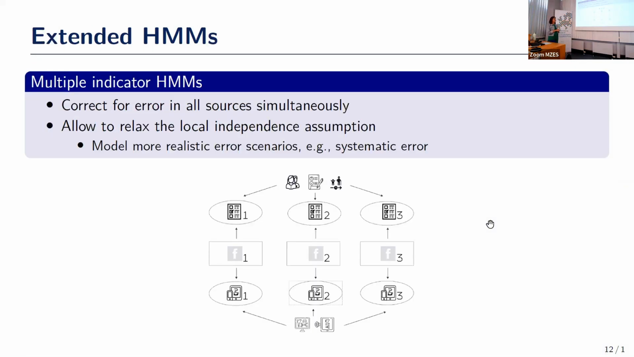And then in terms of extended HMMs, what I find most interesting is doing these multiple indicator HMMs, where we have the true chain, the true values, and we can observe them not only in one data source, but in more than one data source, 2 in this case. There should be arrows here between them. I don't know what happened there. But this is what I did with this.